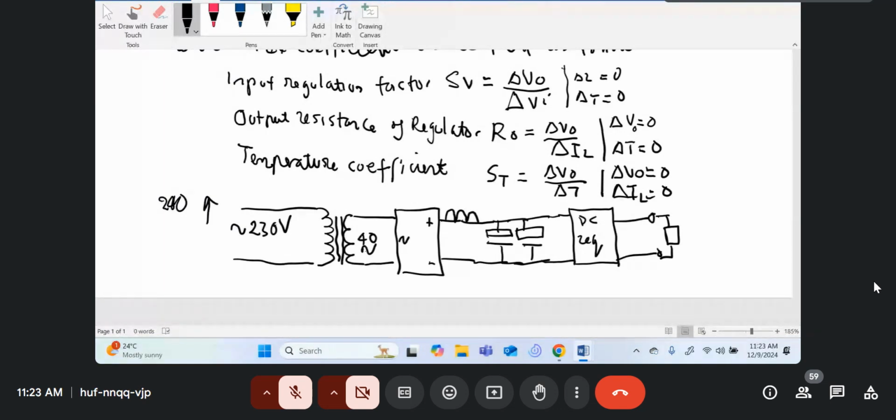Now let's do this final problem. I gave you some other problem. Let's do this final problem. So any questions on this so far?